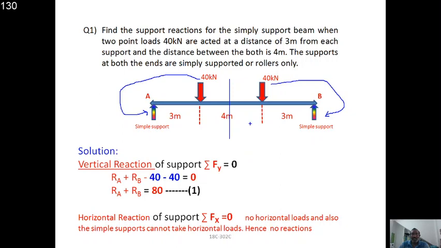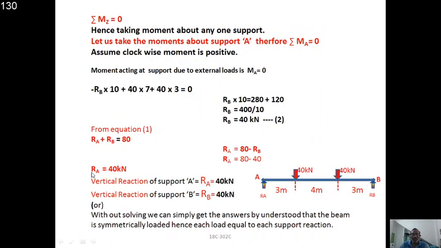So by seeing this figure and understanding that this is a symmetry, one can simply say that RA is equal to 40, RB is equal to 40. The same thing you obtain after solution also. After solving, you got RA and RB 40 kilonewtons after this much calculation. But with common sense also you can say that RA and RB are in symmetrical condition of the beam, hence RA is equal to 40, RB is equal to 40.